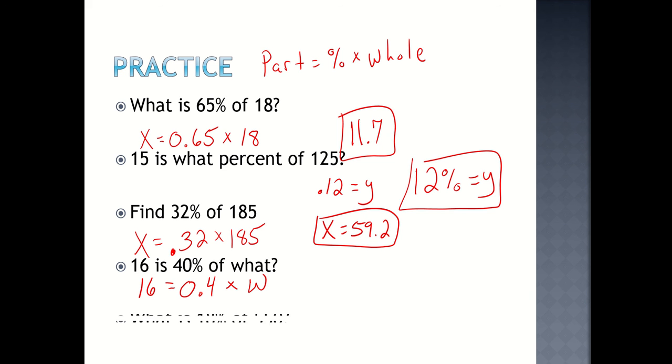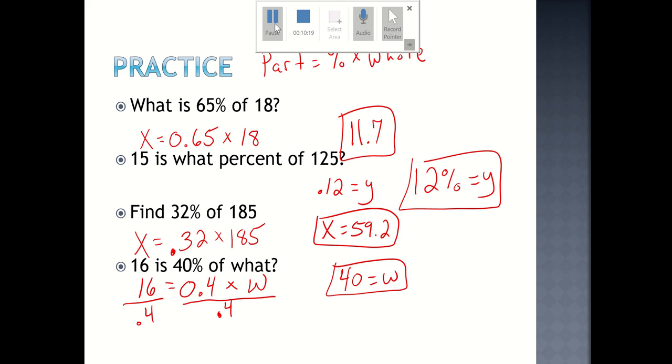We divide by 0.4. Divide by 0.4. When we do that, 16 divided by 0.4, we get 40. 40 is equal to the whole.